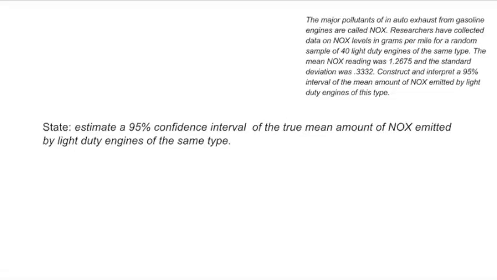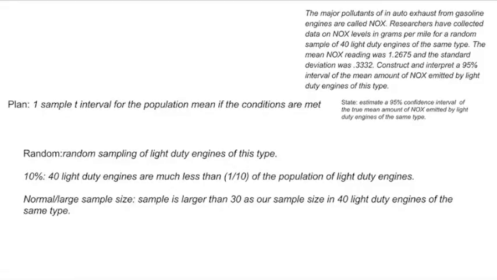We will first state the problem. We want to estimate a 95% confidence interval of the true mean amount of NOx emitted by light-duty engines of the same type. We will next plan. We will identify the inference method, which is constructing a one-sample t-interval for the population mean if the conditions are met. We will now check our conditions. We know that it's a random sampling of light-duty engines of this type, which was given right here: a random sample of 40 light-duty engines.